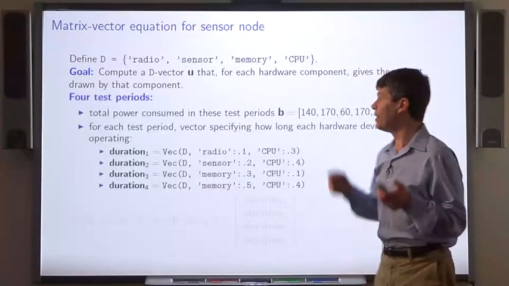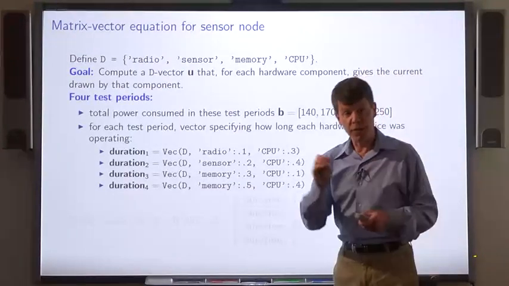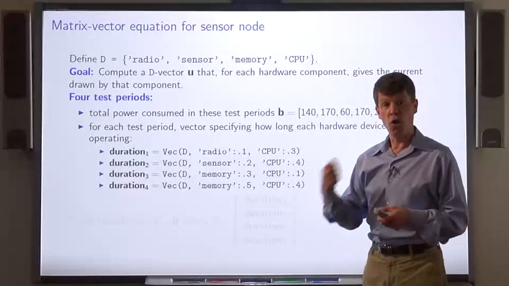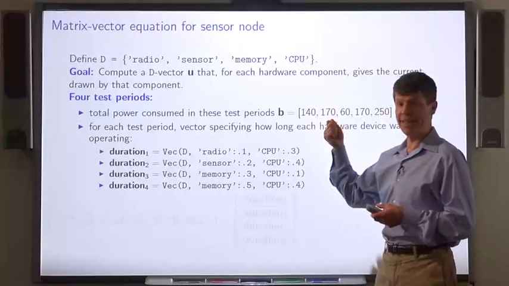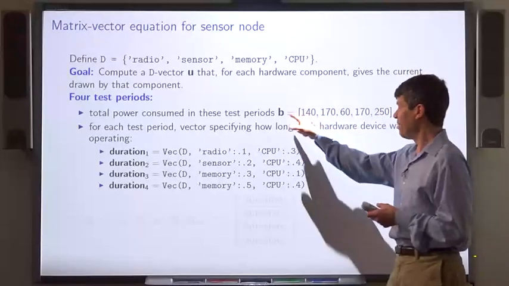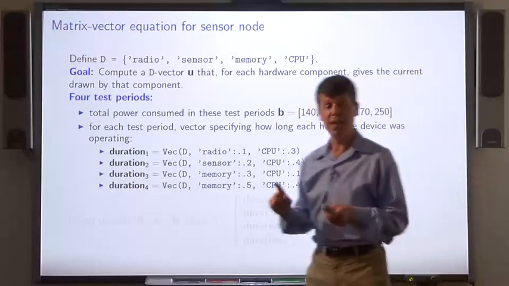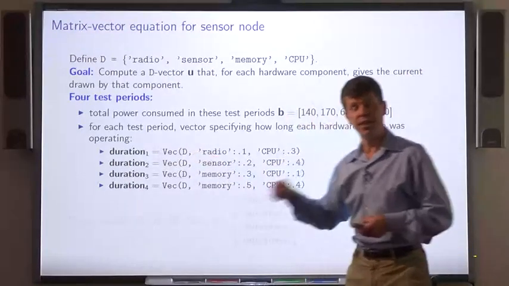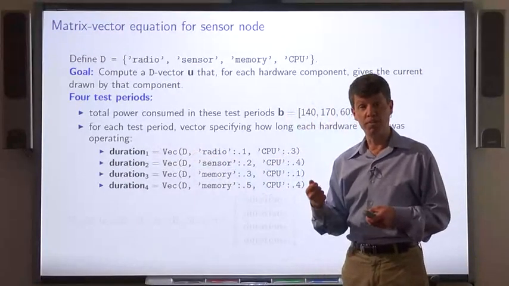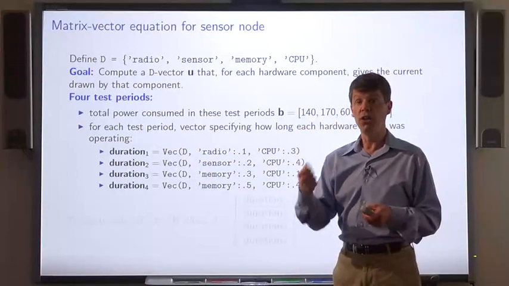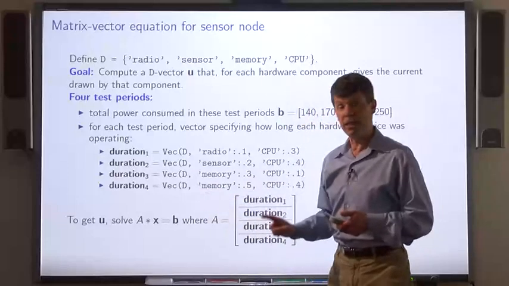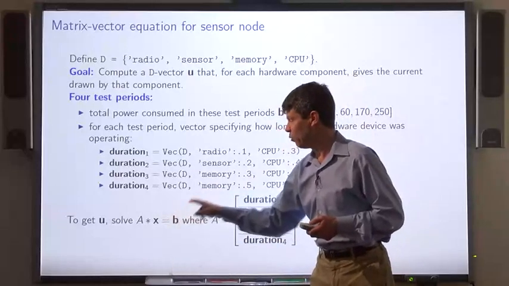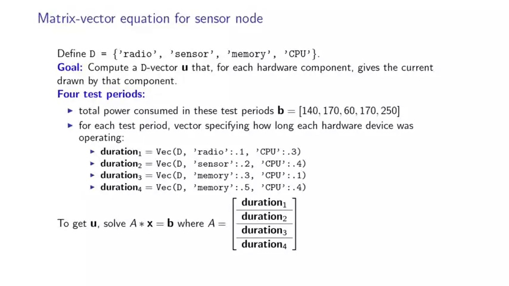To do that, we establish 4 test periods. For each of those test periods, we'll measure the total power used during that test period, and we'll put those measurements in a vector B. In addition, for each test period, we have a vector duration that specifies for each hardware component how long that hardware component is on during that test period. To find this vector U, we solve the matrix vector equation A times X equals B, where A is the matrix whose rows are these duration vectors.